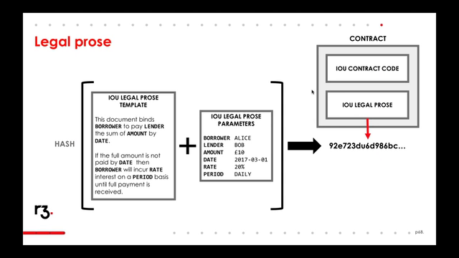So how does it work? This is just a depiction of what I've just mentioned on the previous slide. You have a legal prose template that has some placeholders: borrower, lender, amount, date, rate, period, for instance. Then you have some parameters, and you would likely hash both of these documents, concatenate the hashes, and then take the hash of that and include that as the legal prose reference. Then of course you can include these documents themselves as attachments, or you can provide a link to them and you can have the documents stored on some content delivery network somewhere else.